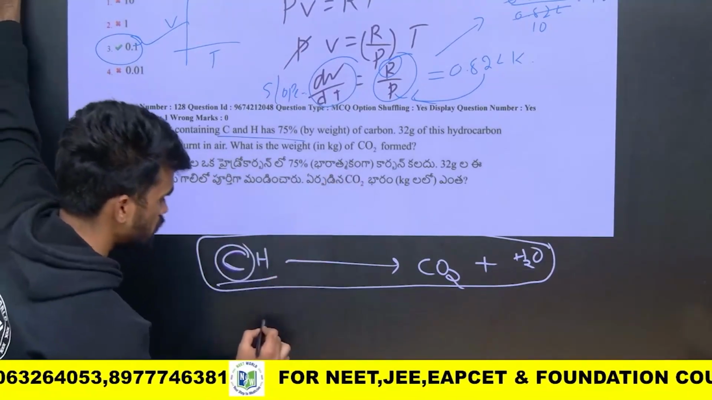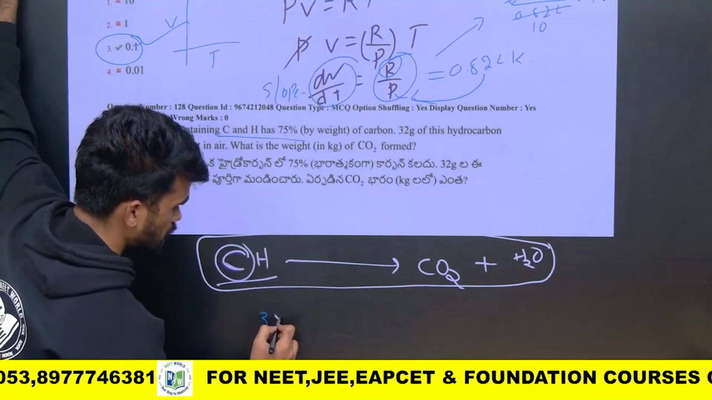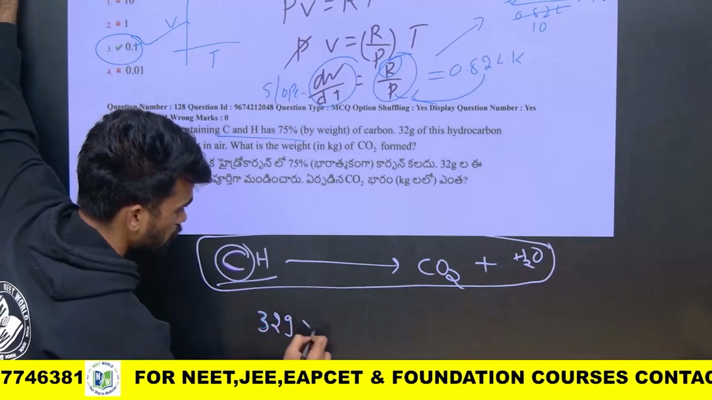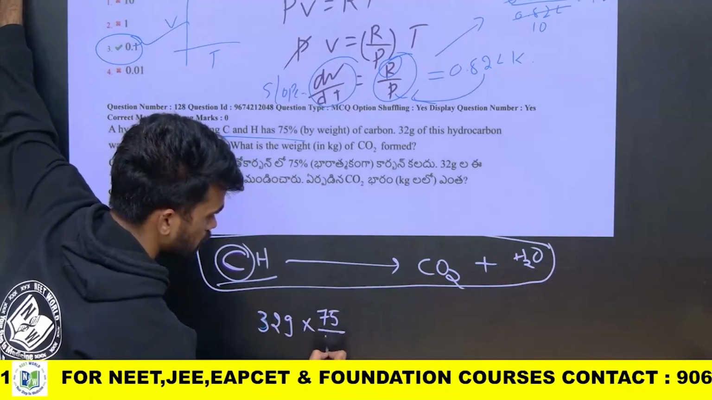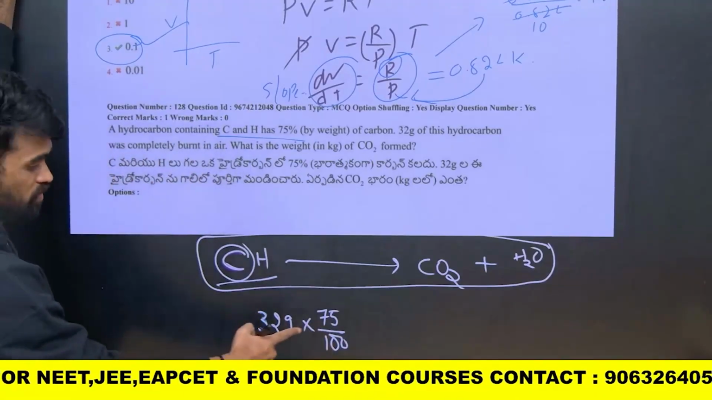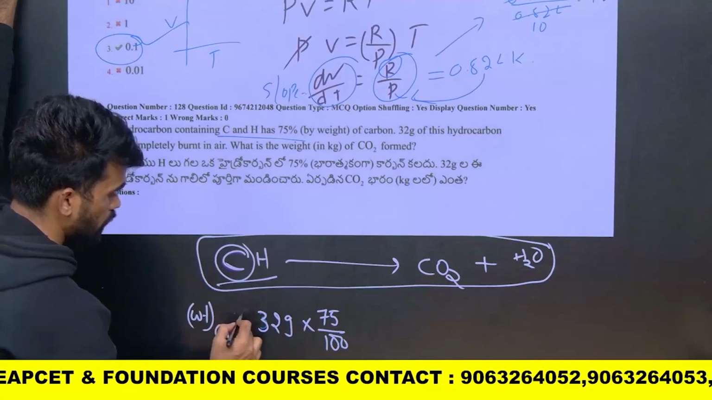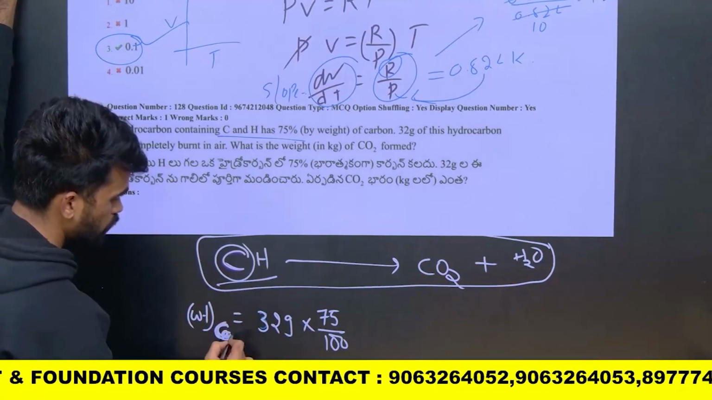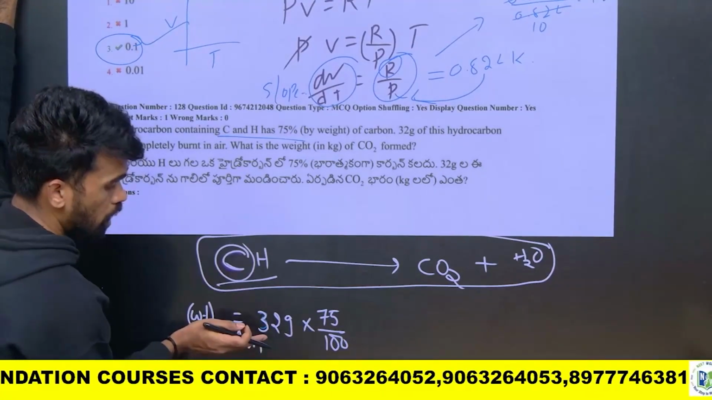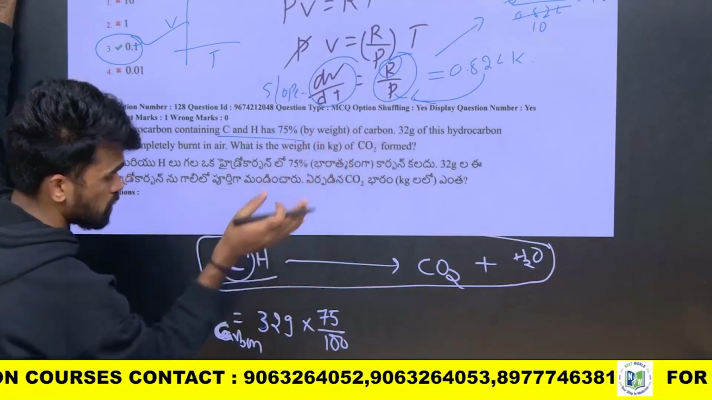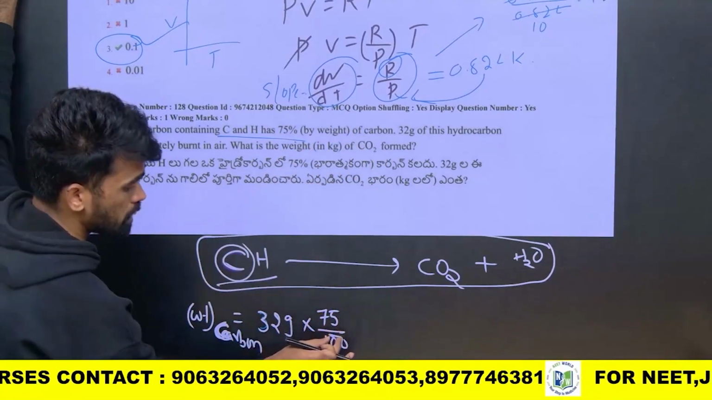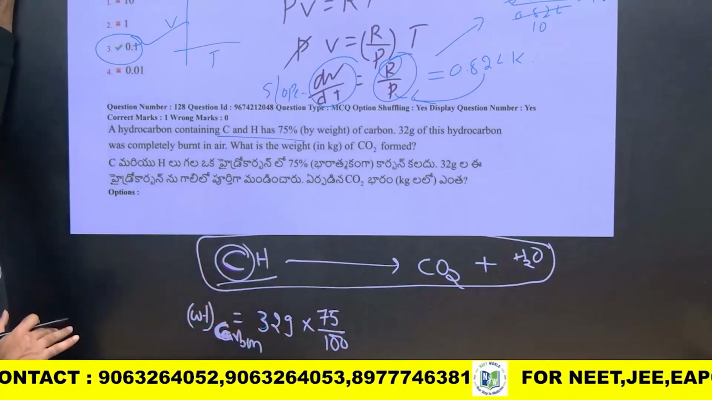Okay, so in this 32 grams, 75% we can write now. So now this is what weight of carbon I am finding. Weight of carbon equals to: out of 32 grams of hydrocarbon, 75% is carbon. That's why I have written like this.